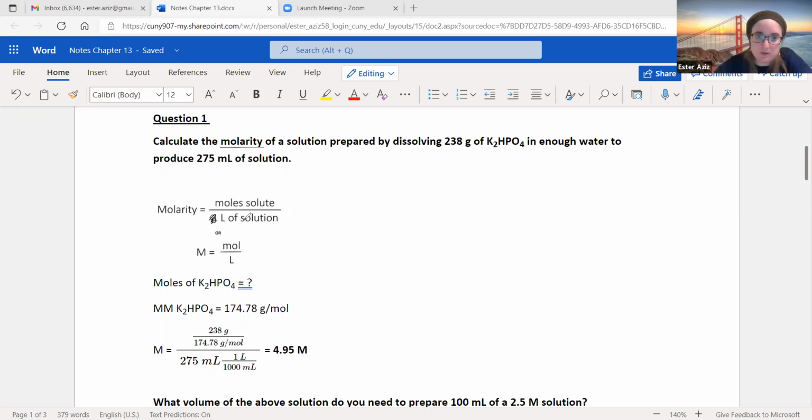So how many moles of K2HPO4 do we have? Well, we can figure out the molar mass of it. It's 174.74 grams. At that point, I combined everything together, but I'm going to write here the individual steps. Once I know the molar mass of K2HPO4, I can find the moles of solute, the moles of K2HPO4. And obviously I do that by taking the grams divided by the molar mass.